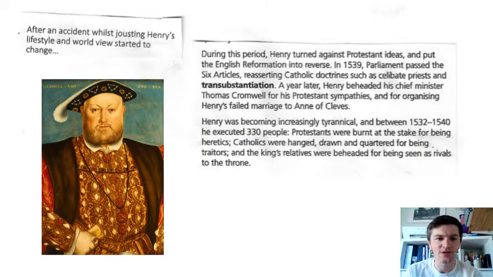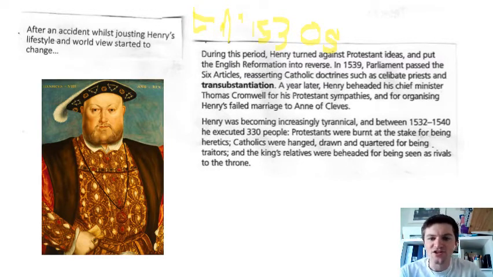After an accident whilst jousting, Henry's lifestyle and worldview started to change. During this period, Henry turned against Protestant ideas. So we're in the late 1530s. It's a bit scruffy, but you know what I mean. Oops, it's not as easy as it looks to type on the screen. So, late 1530s.